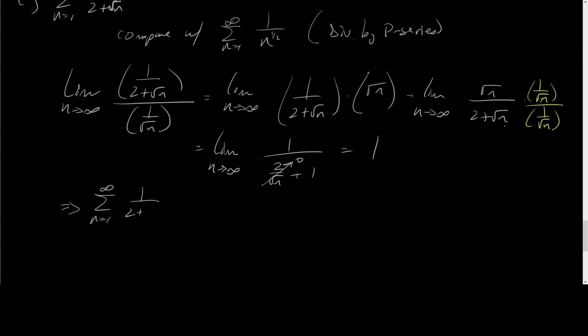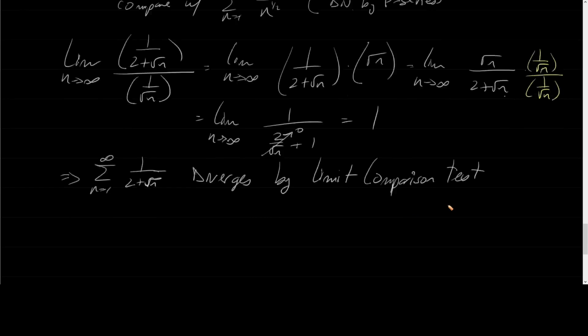So 1 over 2 plus radical n diverges by limit comparison test. And notice that's the limit comparison test because we already know about the direct comparison test, so those are two different comparison tests. There's another one.